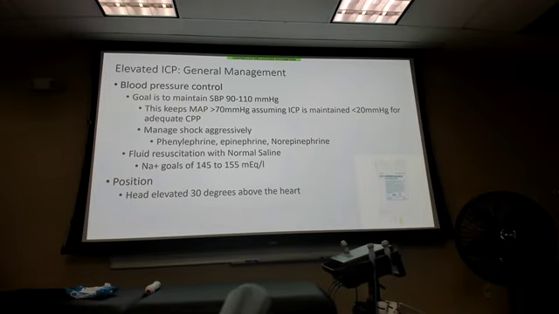Like we said, we want that CPP to be between 90 and 100. We want to keep that MAP above 70, assuming that the ICP is less than 20. We want to aggressively treat shock, so there's multiple times in which these people will need 4 pressors to keep their blood pressure and their MAPs above even 55. Okay?